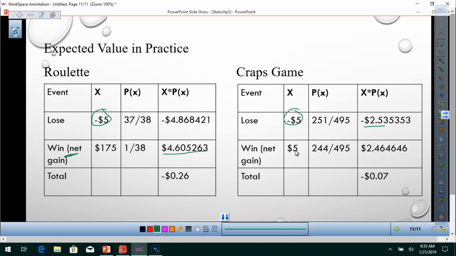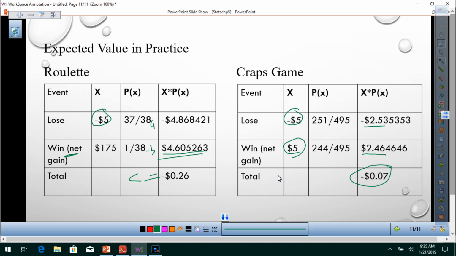Craps, if you win, you would win $5. Well, $10 minus the $5 would give you a total of $5. 244 out of 495 would be a gain of $2.46, which is a net loss of 0.07. And that's this minus this equals A minus B equals C right here.